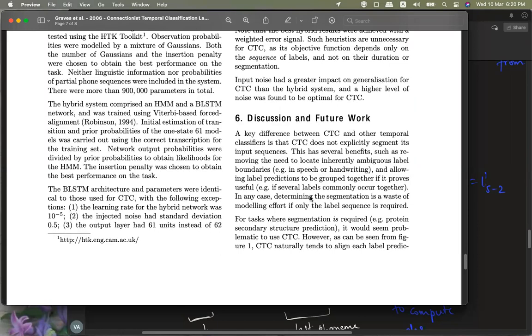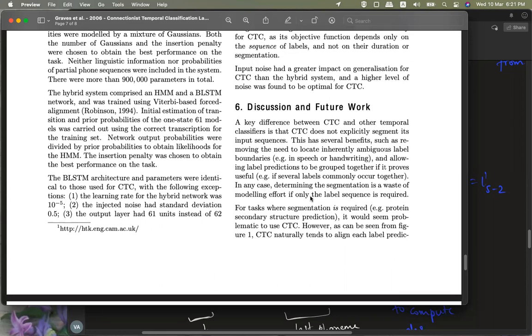This has several benefits, such as removing the need to locate inherently ambiguous label boundaries. So TIMIT data, all the boundaries are hand marked. Like somebody listened to the speech and told, okay, this is the boundary of this phoneme, this is the boundary of phoneme k. And these boundaries are very hazy. So often you don't know what is the best possible boundary for a particular statistical task, right? So this method does not consider those boundaries. It just inherently finds out the labels.